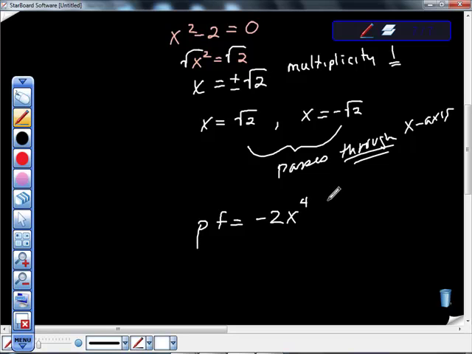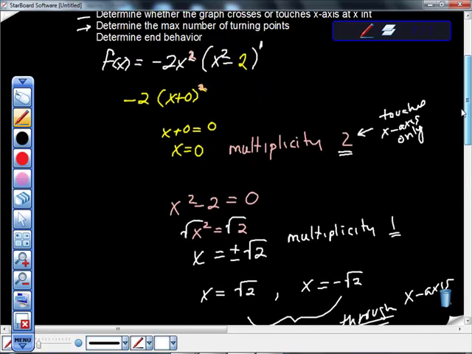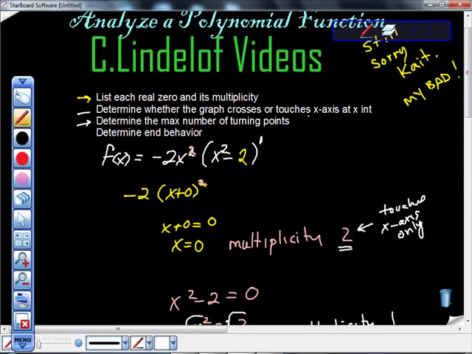How many times can it turn? Well, the power function's exponent minus 1, right? That's the rule. So this could turn 3 times. I want to say this again to you. It doesn't mean it's going to turn 3 times. You should not say to your professor, oh, it's going to turn 3 times. That's not what it says. It could turn 3 times.